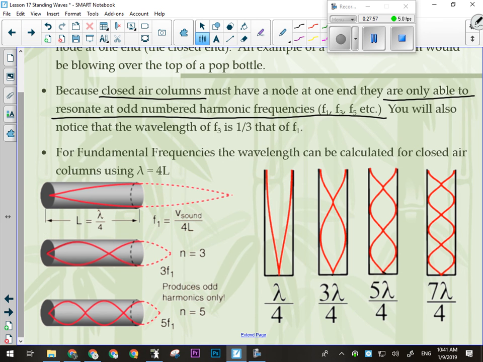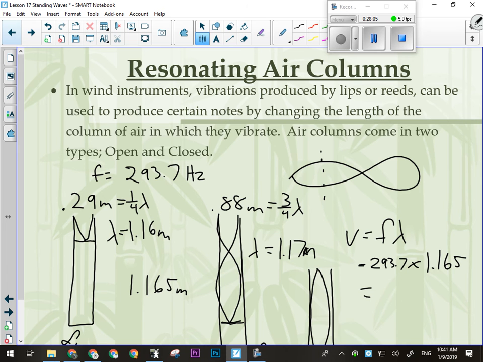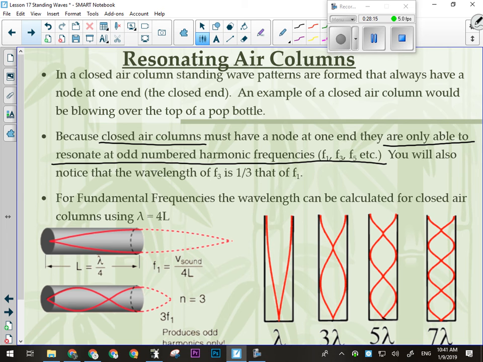Okay, so we do have a formula that deals with closed air columns, and that is lambda equals 4 times L. We essentially derived the same thing over here when we discovered that the first resonant point had 1/4 of a wavelength in the tube. That's where that formula comes from. So for its fundamental frequency, a closed air column will have 1/4 of a wavelength in the tube. That is, the length of the air column is 1/4 of the wavelength. Or you multiply the length of the column by 4 and you will have the wavelength of the tube.